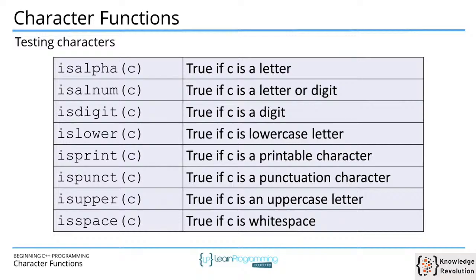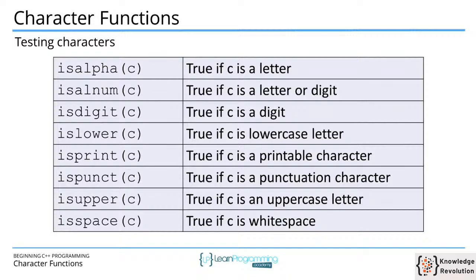This table contains some of the functions in cctype that allow for testing of characters. You call the function and pass in the character you wish to test in the parentheses. The function then evaluates to true or false depending on whether the character has the property you're testing or not. isalpha tests to see if the character is a letter, either uppercase or lowercase, and evaluates to true if it is or false otherwise. isalnum tests to see if the character is a letter or a digit.